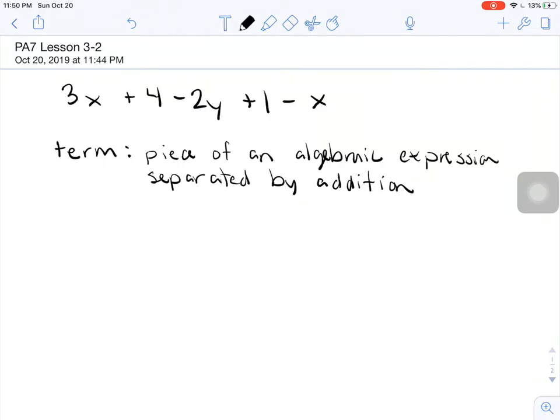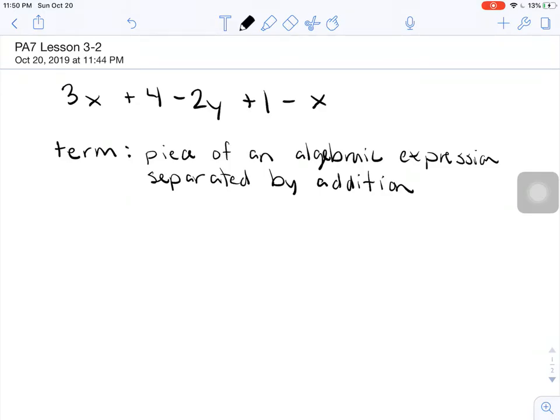Now, some of you might be looking at the algebraic expression on your screen and thinking, wait a minute, there's some subtraction in there, not just addition. You have to remember that subtraction can be rewritten as addition. Remember in our unit on integers that we just finished, we said we can turn any subtraction problem into adding by making the second number its opposite.